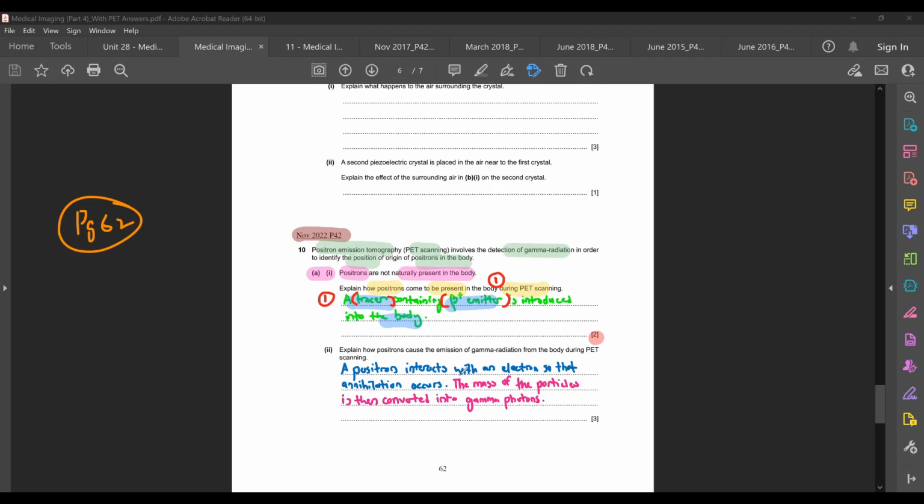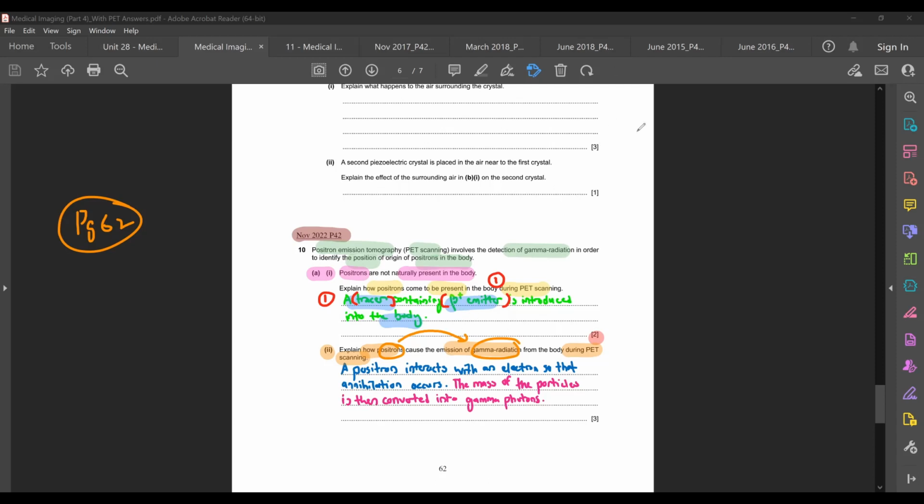So if you're okay, then we move on to part 2. Explain how positrons cause the emission of gamma radiation from the body used during PET scanning. All right, how did your positrons actually cause you to have gamma rays being produced?